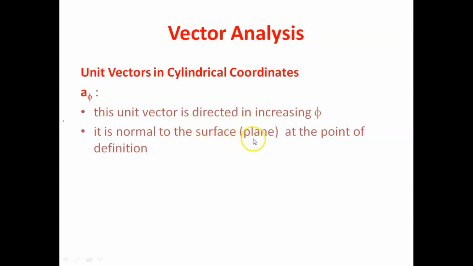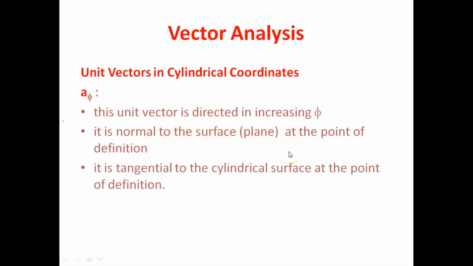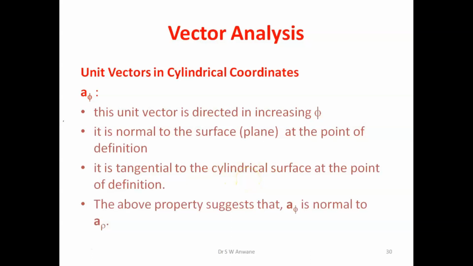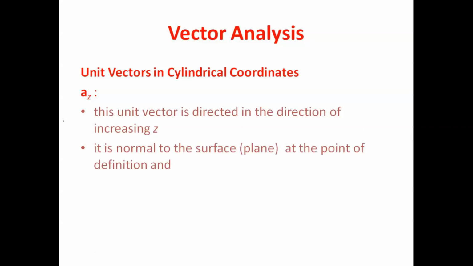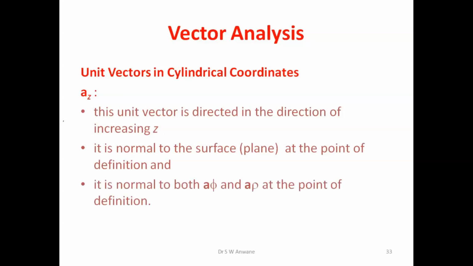It is normal to the surface, this time the surface is plane. It is normal to the surface at a point of definition, and it is tangential to the cylindrical surface at the point of definition. The above property suggests that the two vectors a rho and a phi are mutually perpendicular, and a z cap is directed towards increasing z, and it is normal to the surface z equal to constant, and it is normal to a phi cap and a rho cap also.